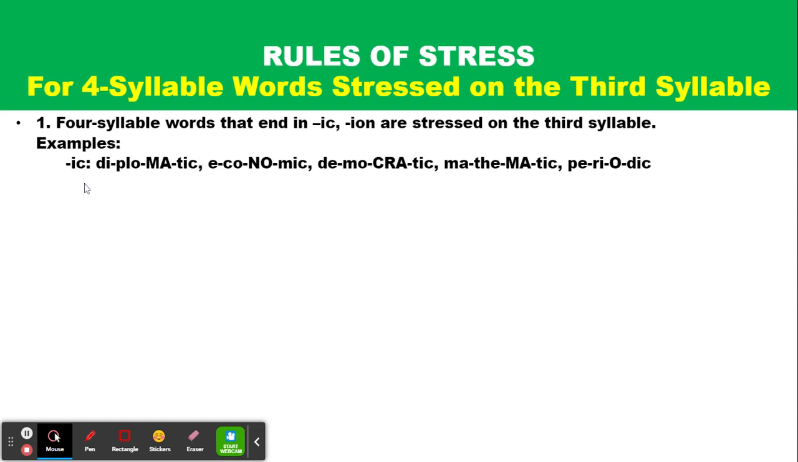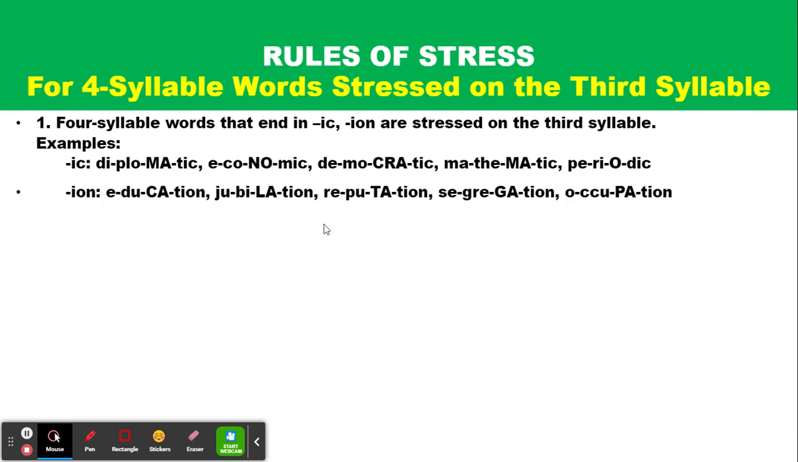For example, for words ending in IC, you have diplomatic. You see, diplomatic. Now, the first syllable is di, then second syllable plo, and the third syllable ma. The last one, tic, diplomatic. Then you have economic, democratic, mathematic, periodic, right? So you take note of stress placed on these specific syllables.